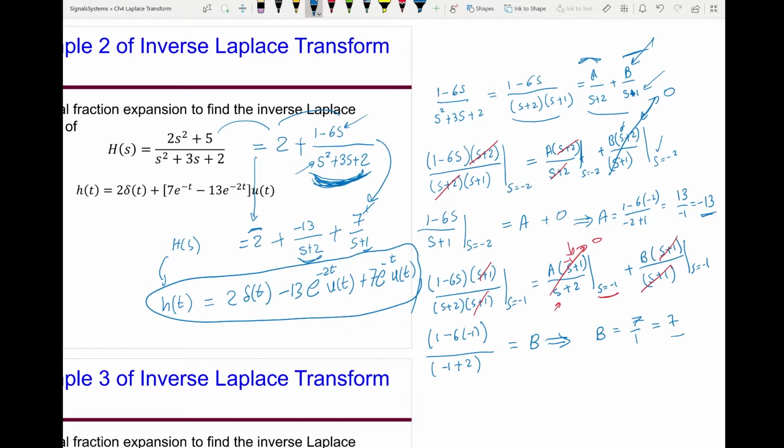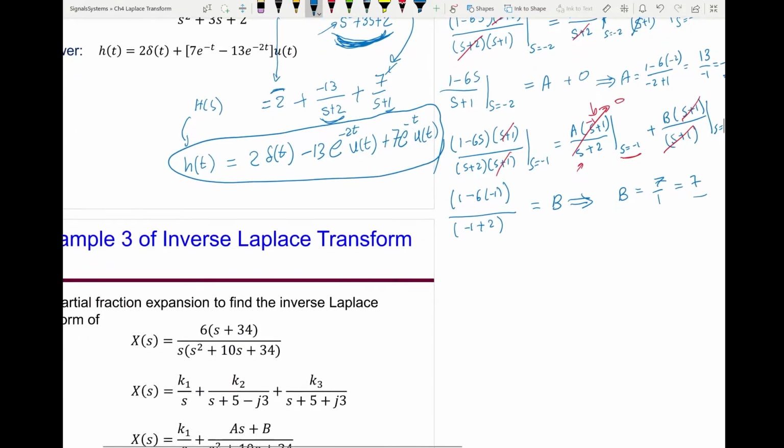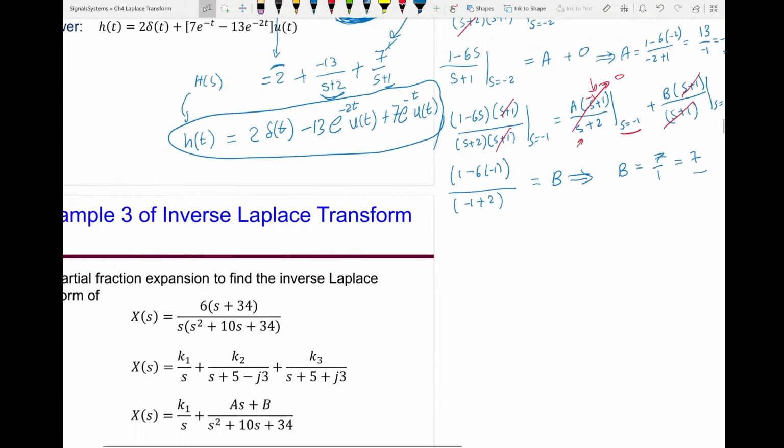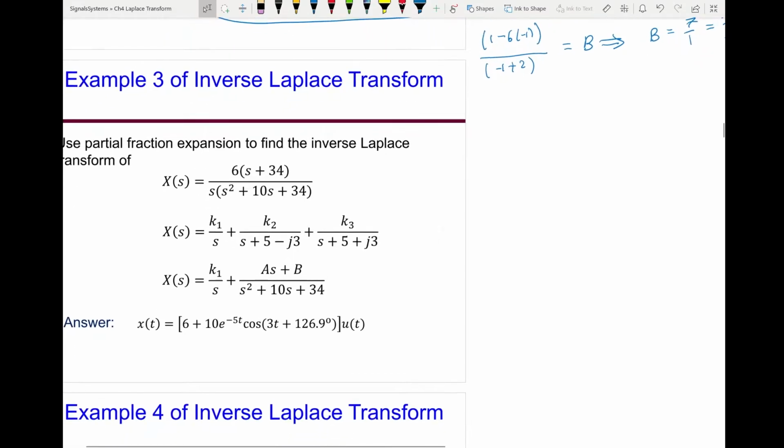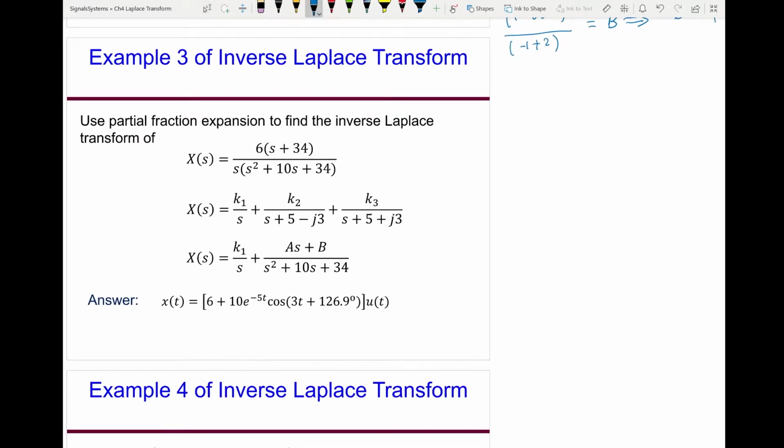Okay, let's take one more example. Cover all cases. In this case, what if when you factor the denominator, you end up with a complex, something like this. So I can factor out these. First, in the denominator, it's s cubed, which is a higher power of s than in the numerator. So I don't need to do long division.